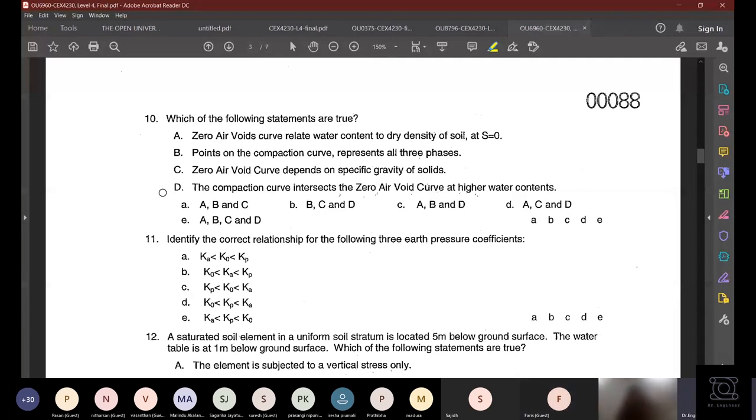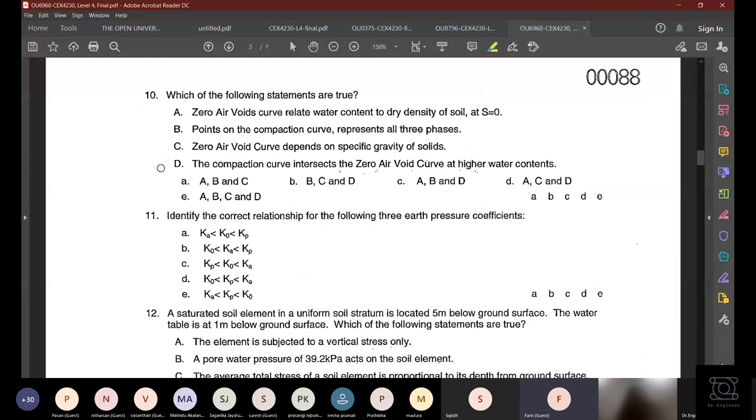Next thing, identify the relationship for the following. Point on compaction curve. So this is about the compaction curve, not the zero air void curve.